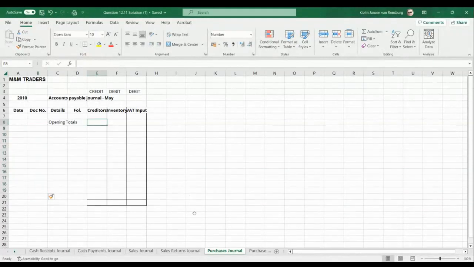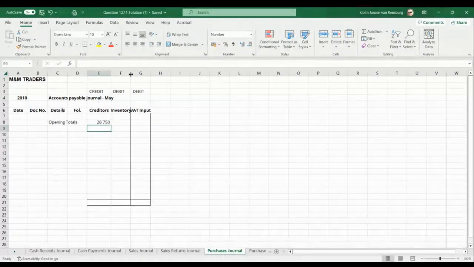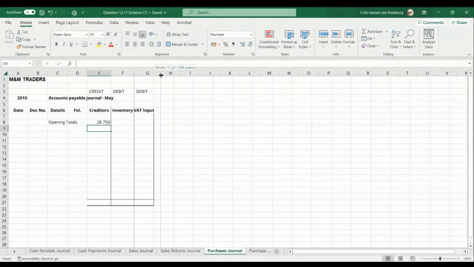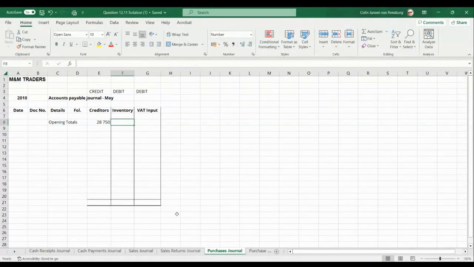Right, so for our accounts payable journal, ladies and gents, let us see. Accounts payable journal, which is also known as our purchases journal. As you can see, we show the alternative names here as well. The accounts payable total was 28,750. I'll have to make that a little bit broader. And let's see what else is there. Purchases journal, purchases 25,000.